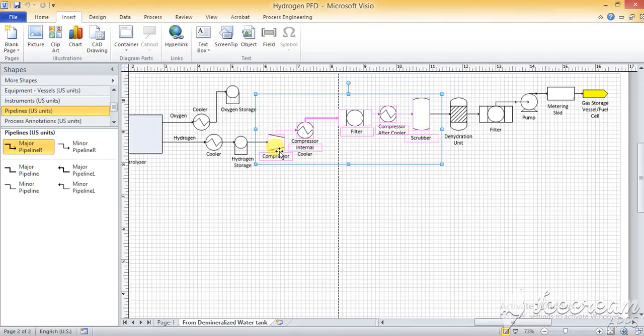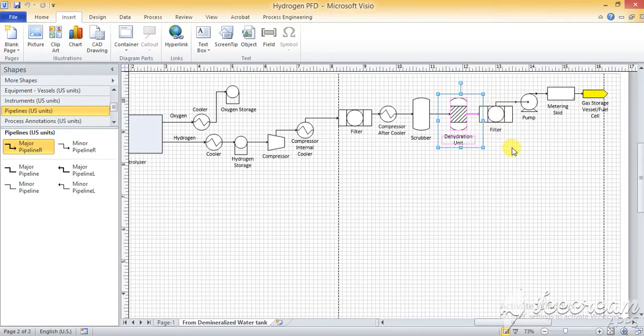So the compressor will compress the gas, and the temperature will increase, so it will go through the cooler to reduce the energy here. Then it will pass through the filter and certain impurities will be removed. Then again it will pass through the cooler, and again the temperature will be reduced, and then it will pass through the scrubber where water and other components will be removed, and the remaining amount of water will be removed in this dehydration unit.